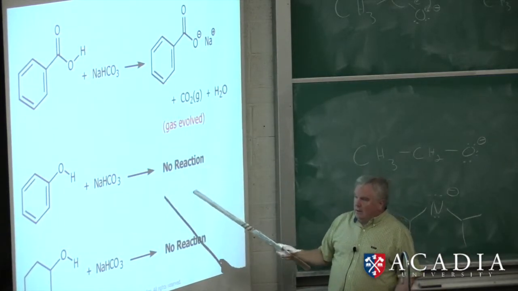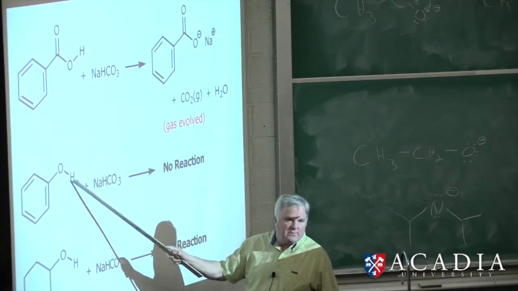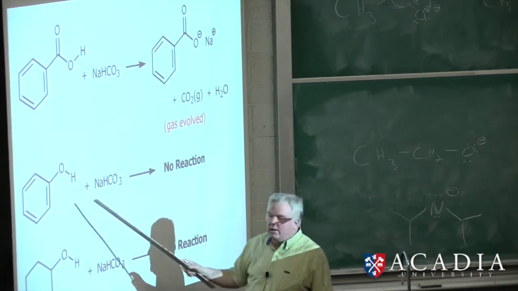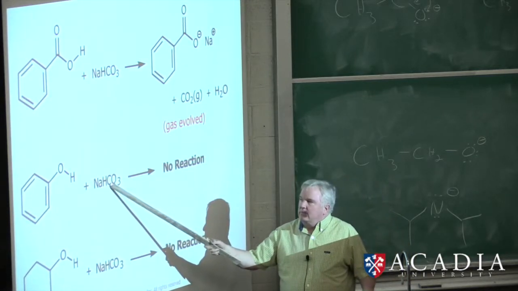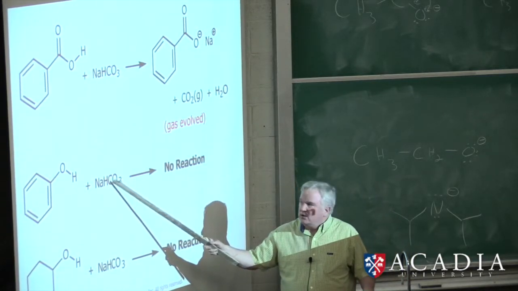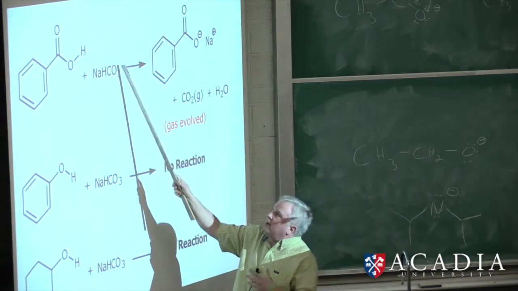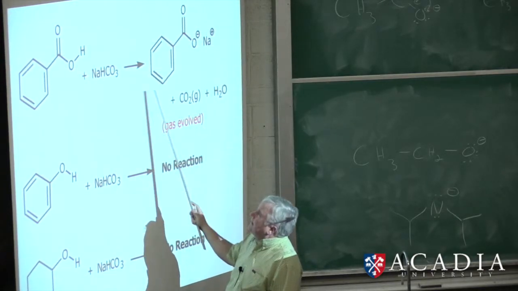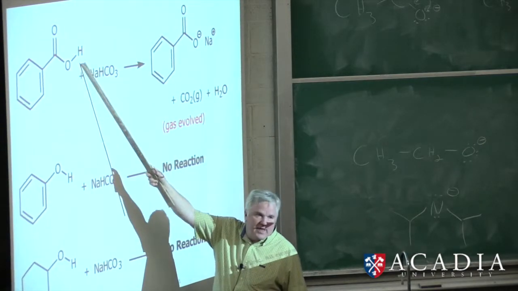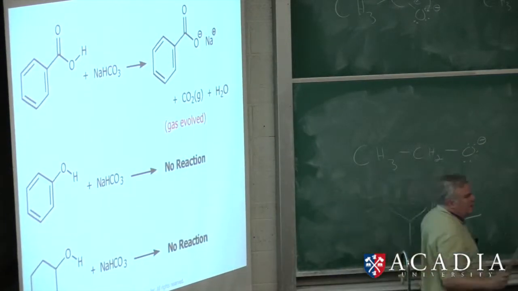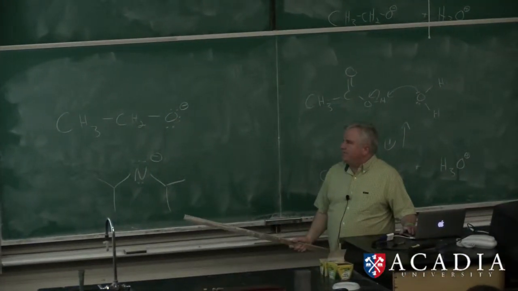It's not a strong enough base to pull a proton off of the phenol, because the phenol pKa is around 10 or 11, and the pKa for carbonic acid is around 7. So this is not strong enough to pull that proton off, but for the carboxylic acid, the conjugate acid, which is carbonic acid, is around 7. So this base is strong enough to pull that proton off. And so we would be able to distinguish between these three by acid-base reactions.